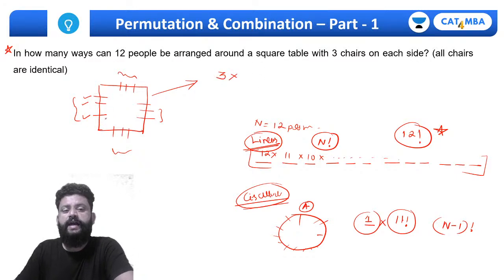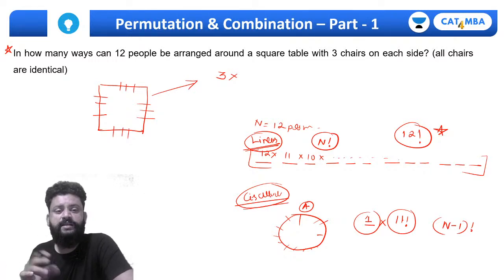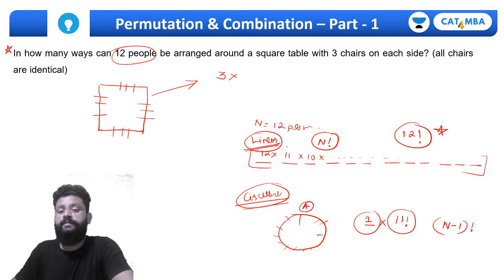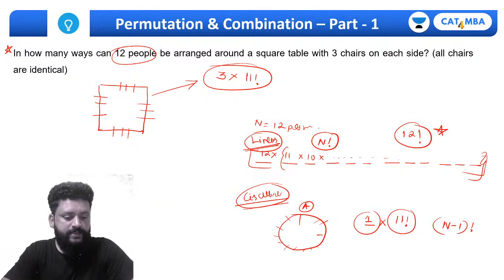for the first person, and after that if one person is seated anywhere here, then that person will be treated as a reference point to place the other persons, and the other 11 persons can be arranged in the same number of ways as we can arrange them in linear arrangement. So it is 3 into 11 factorial. So this is how you can solve this. So answer for this question is 3 into 11 factorial.